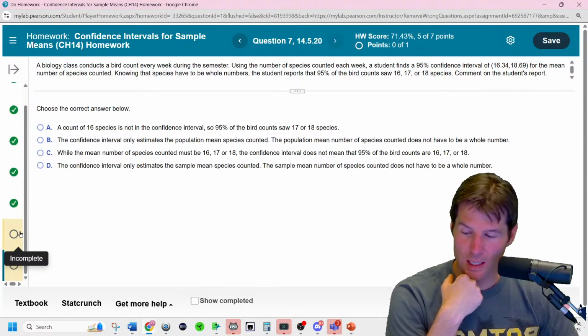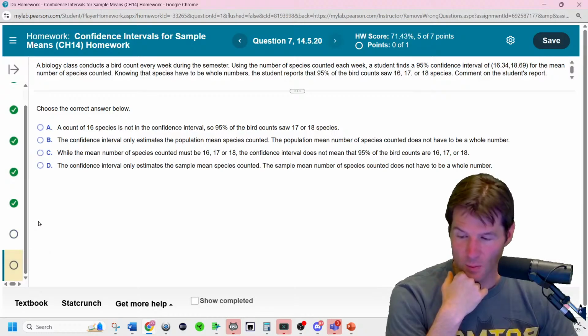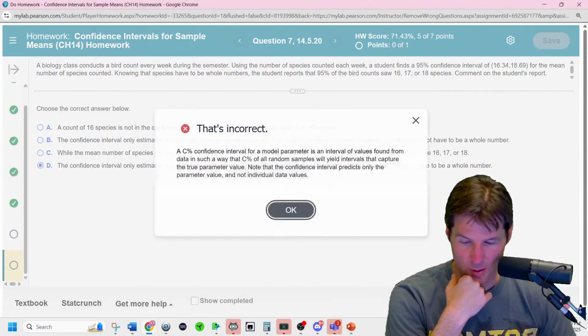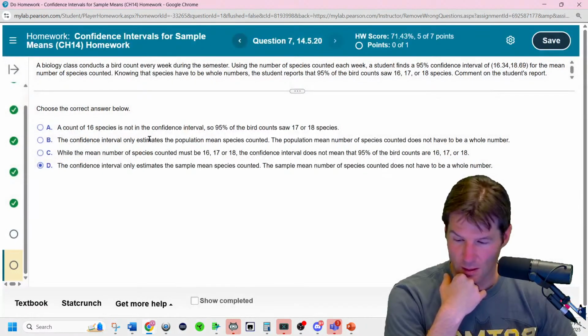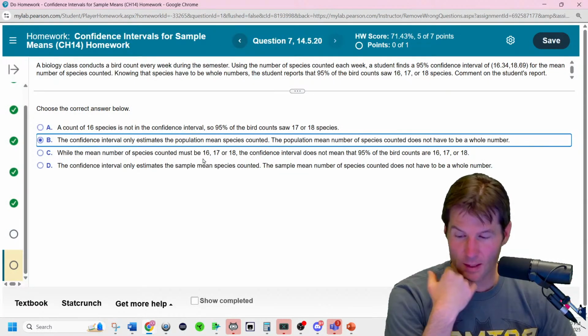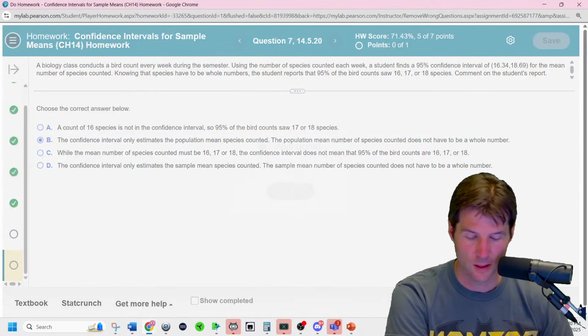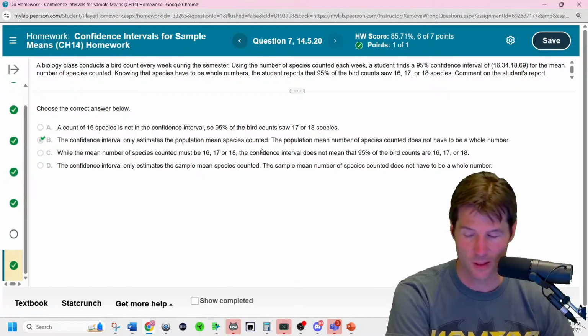So this one goes to decimals. You can have decimals. The confidence interval only estimates the mean. The sample mean number of species does not have to be a whole number. The population mean literally was our first Kahoot question today. Confidence intervals estimate the population mean. They don't estimate samples. They're created from samples to estimate populations.